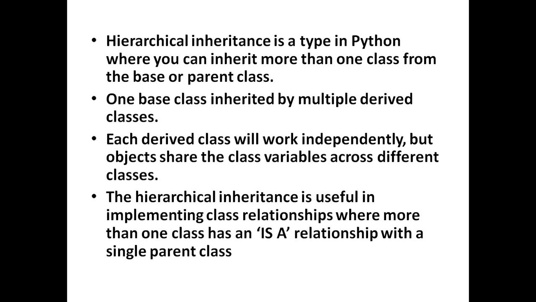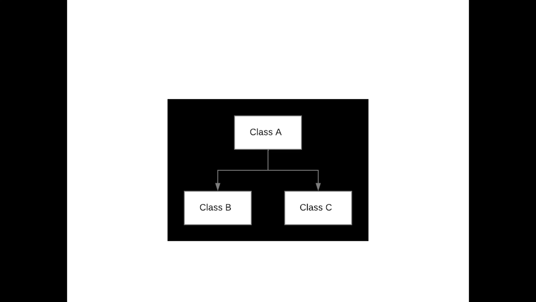The hierarchical inheritance is useful in implementing class relationships where more than one class has an is-a relationship with a single parent class. Here class A is a parent class and class B and class C are derived classes.